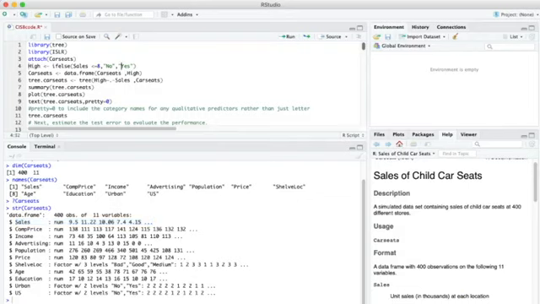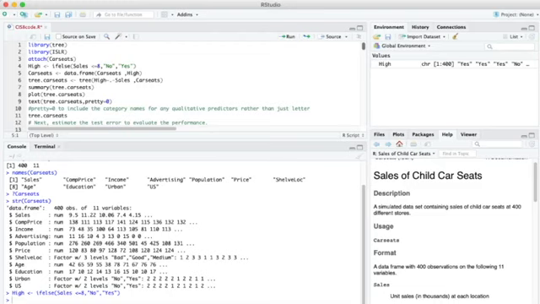Because I want to show you how to build a classification tree, we change this variable Sales into a category. So we're going to create a dummy and name it High. And here I'm going to use the function ifelse. So if Sales is less than or equal to 8, then we categorize it as No. If Sales is larger than 8, then it's going to be Yes.